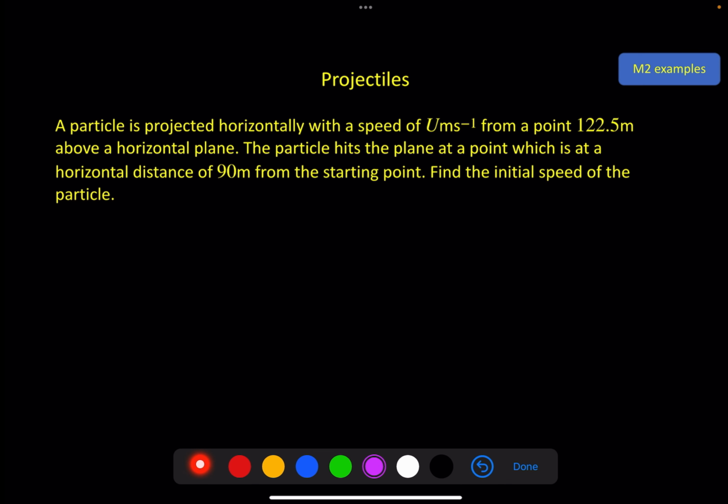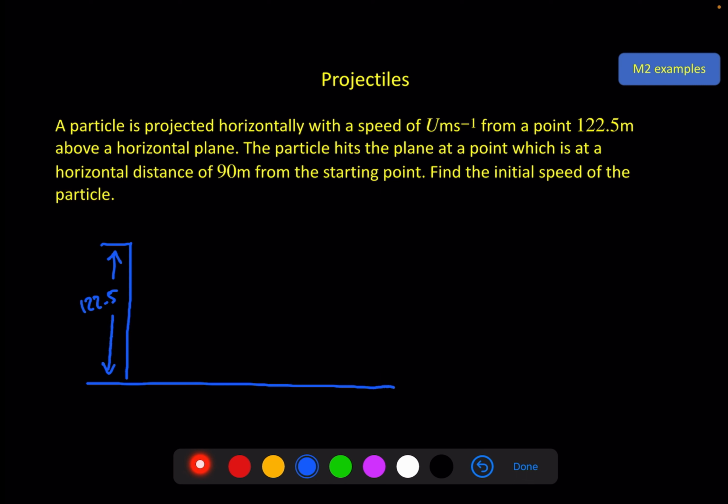A particle is projected horizontally with a speed of u meters a second from a point 122.5 meters above a horizontal plane. So as with the other ones, I'll get my diagram going here. I know this is horizontal down here. This is 122.5 meters from here to here. In this case, we've got the particle projected horizontally but with an unknown speed. We're also told that the particle hits the plane at a point which is at a horizontal distance of 90 meters from the starting point. Horizontal distance of 90 meters. So let's put that here.